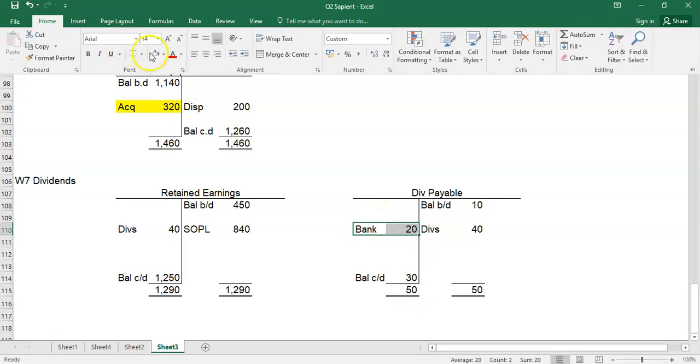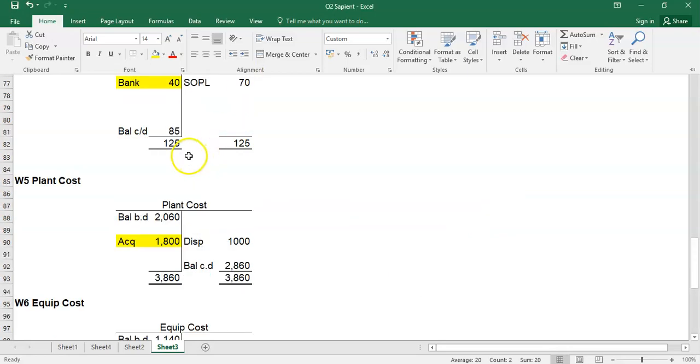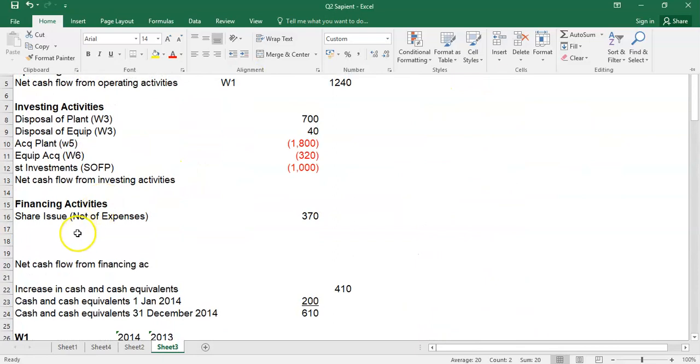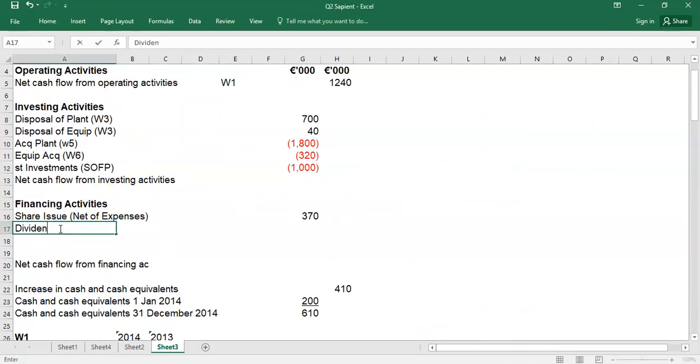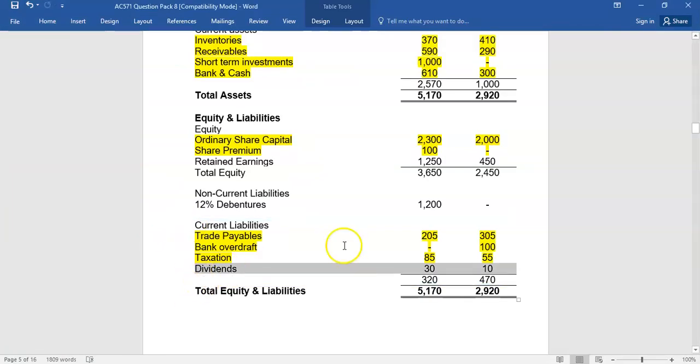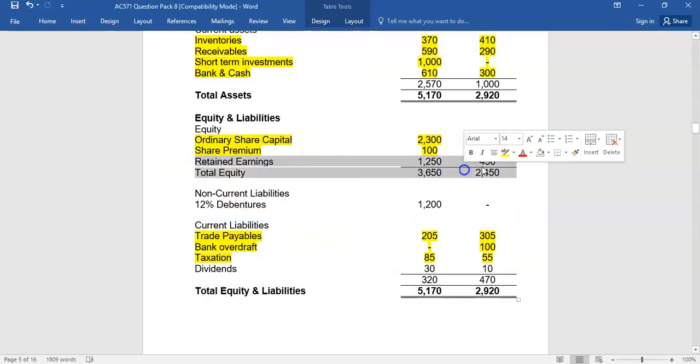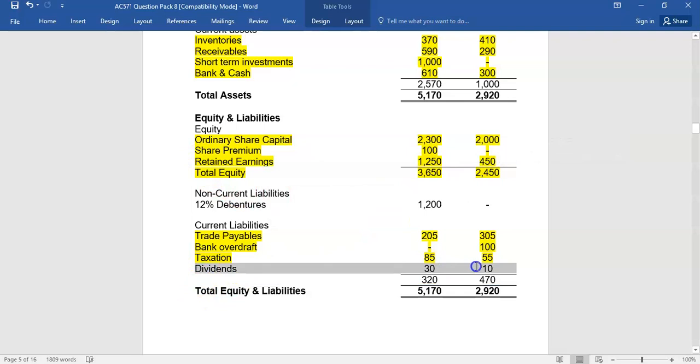And that's what we're interested in for the cash flow statement. So it must have been credit bank 20, cash outflow, debit dividend payable 20. So it's important to try and link those things together, otherwise you're going to make a mistake. So that would be in the financing section as well. Dividend paid, working 7, and that's a minus 20. And that's another one complete. So you're just ticking them off as you go along. That explained retained earnings, and that explained dividends.